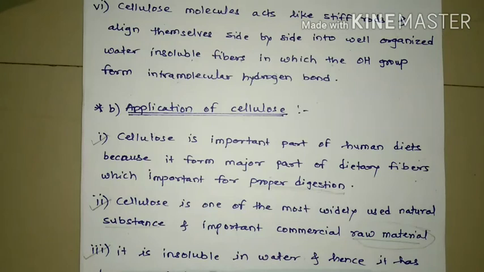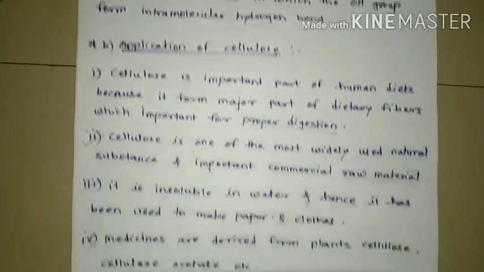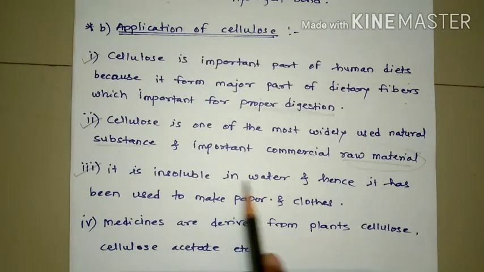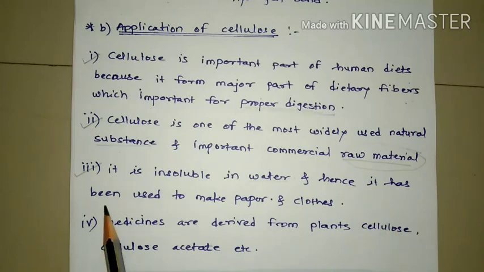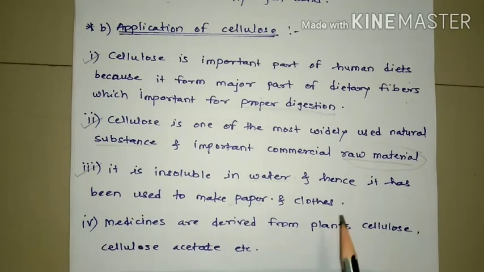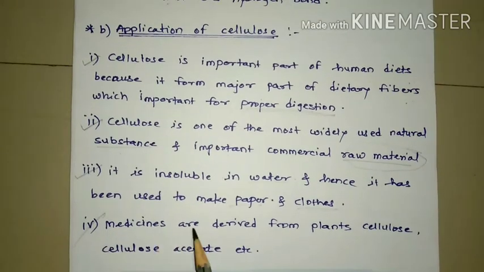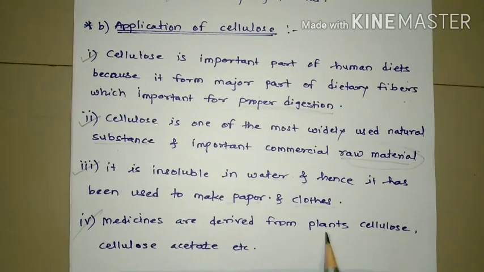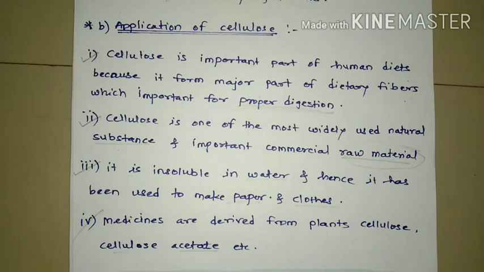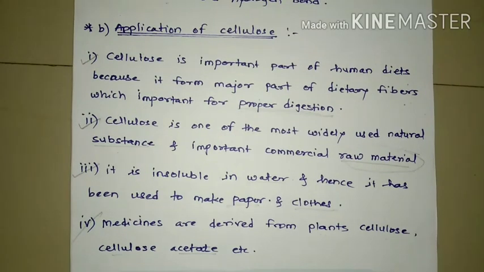Third one, it is insoluble in water, and hence it has been used to make paper, clothes, etc. Then fourth one, medicines are derived from plant cellulose, like cellulose acetate. Acetate is a medicine and it is derived from plant cellulose. So this is all about cellulose.